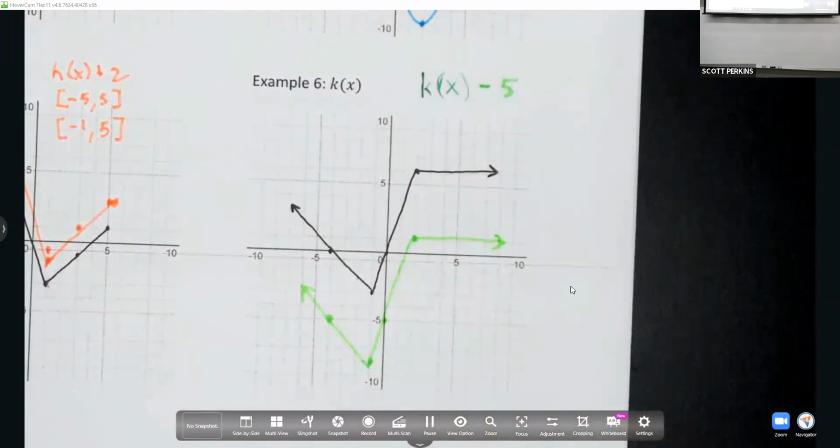That's vertical translations, covered in detail. Before we go on to horizontal translations, do we have anything you need to ask?